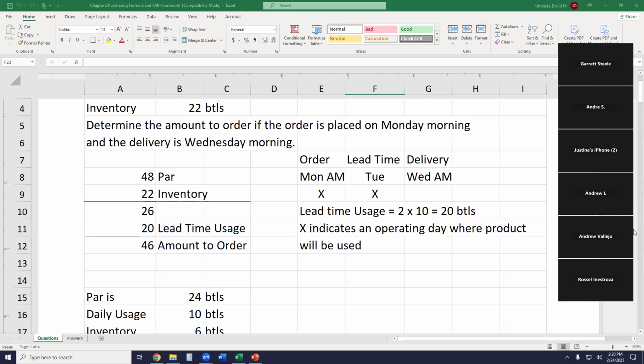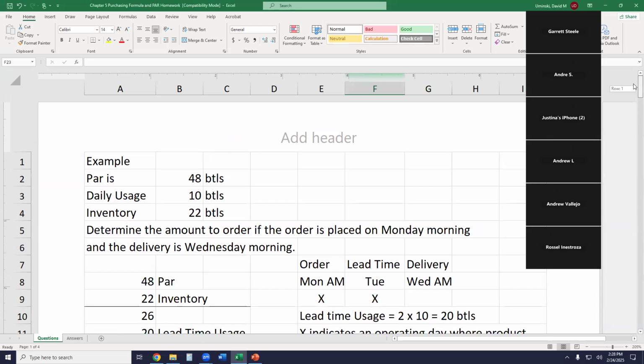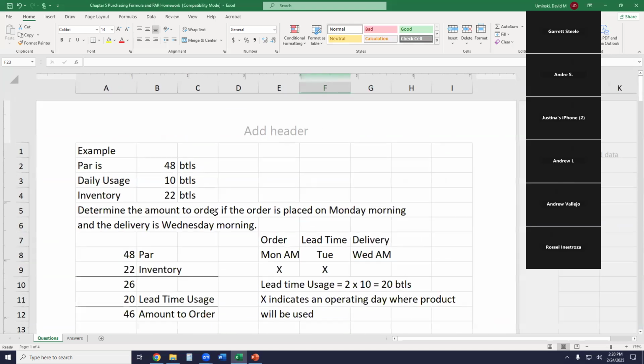Okay, so when you are looking at your lead time usage, this is what I would recommend you do. So we have our par, that's what we need to have to operate, right? We need to subtract what is in our inventory, because I don't want to order that product again. Okay. So that's my answer is 26 if I was not doing any kind of lead time usage. Okay. Then I have to add in my lead time usage. Basically, the usage of the product during that lead time period.